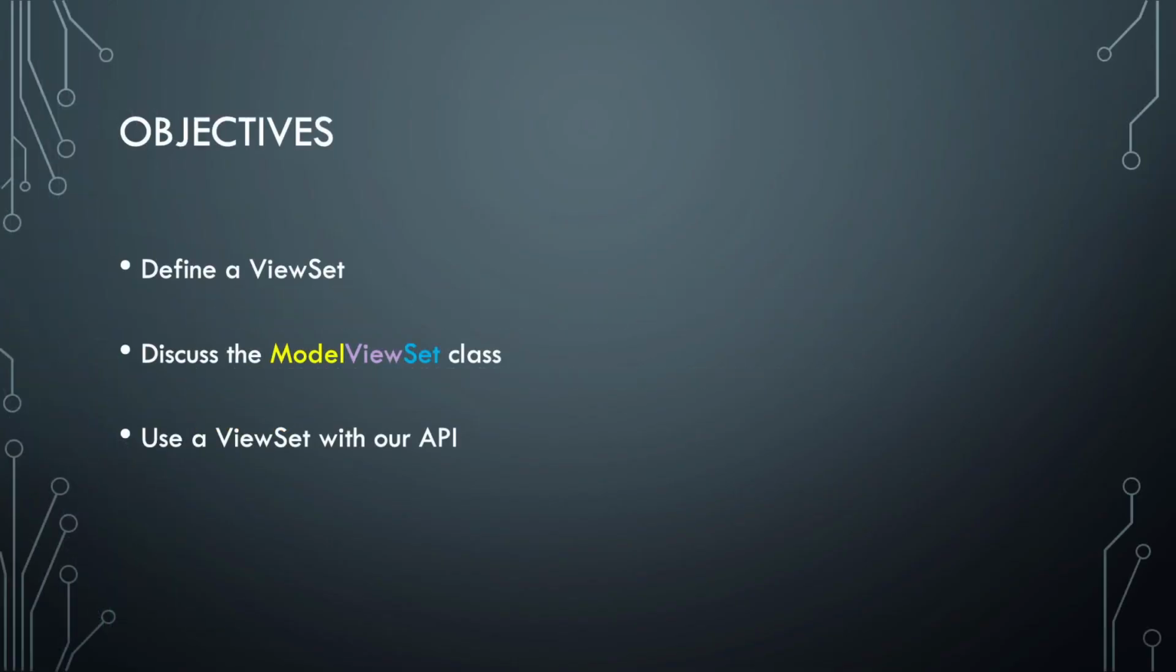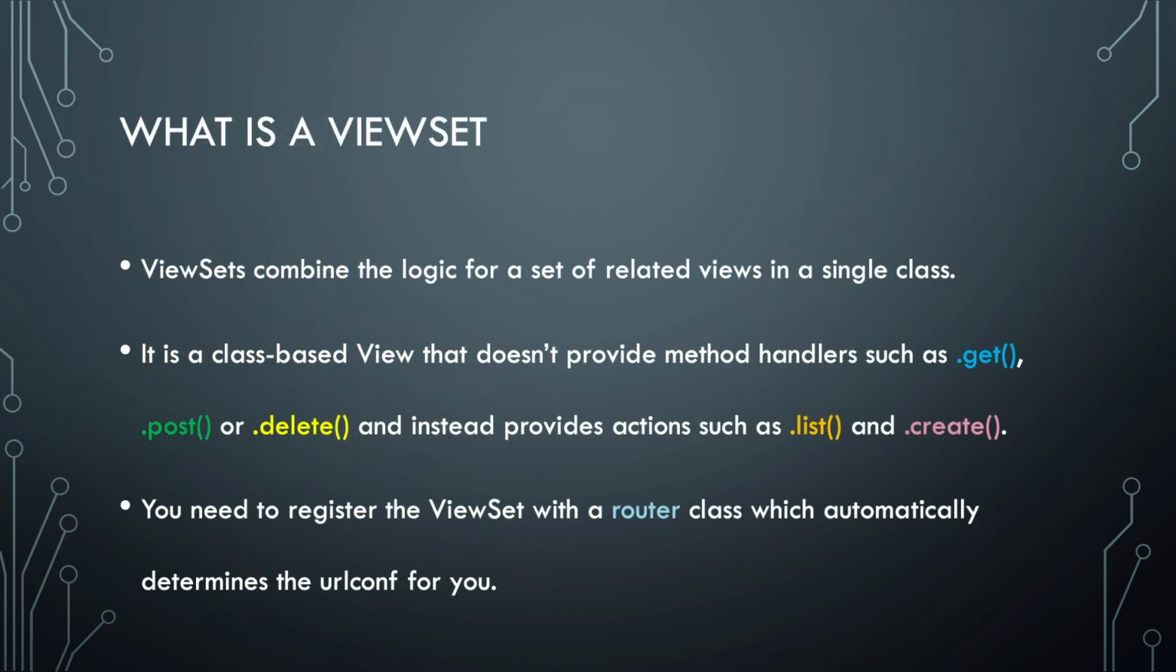In this section, we're going to define a viewset, discuss the ModelViewSet class, and use a viewset with our API. Viewsets combine the logic for a set of related views in a single class. It is a class-based view that doesn't provide method handlers such as get or post, but it provides actions such as list and create. You need to register the viewset with a router class, which automatically determines the URL configuration for you.